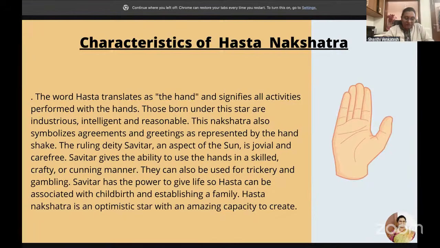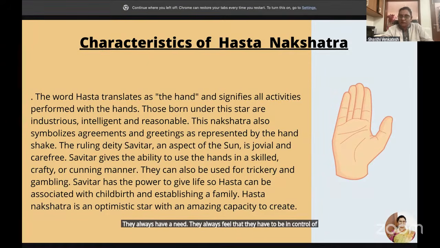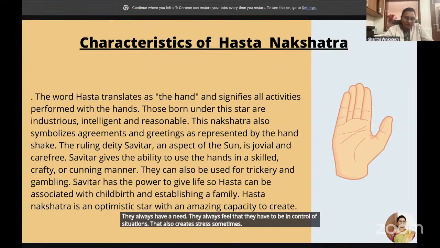But some of the negative qualities, or we can say shortcomings, are overthinking, and trying to give a lot of importance to perfectionism. That is also sometimes very stressful. Excessive criticism, restlessness. They always feel that they have to be in control of situations. That also creates stress sometimes.